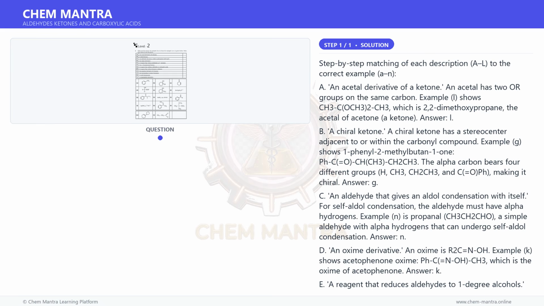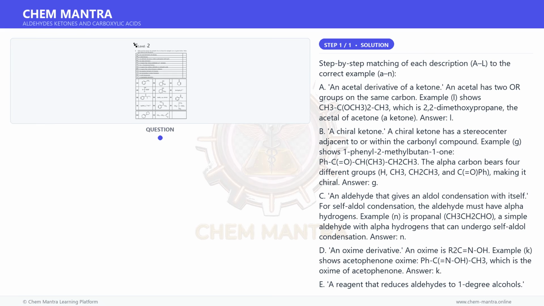Answer, A-L. B, a chiral ketone. A chiral ketone has a stereocenter adjacent to or within the carbonyl compound. Example G shows 1-phenyl-2-methylbutan-1-one, PhC=O, CH, CH3, CH2CH3. The alpha carbon bears 4 different groups, H, CH3, CH2CH3, and C=O, Ph, making it chiral.